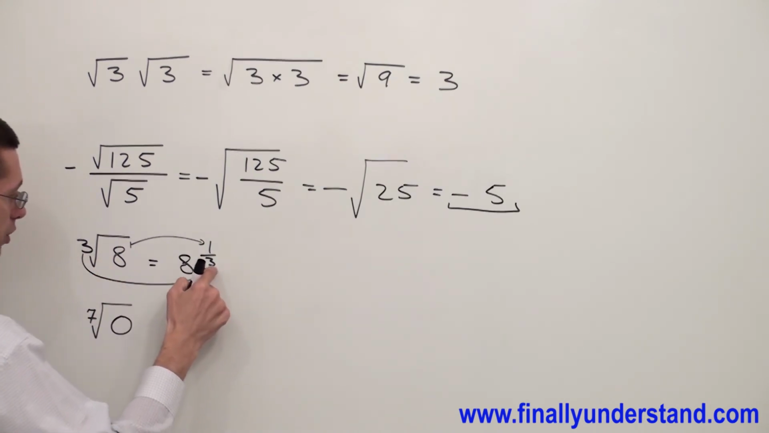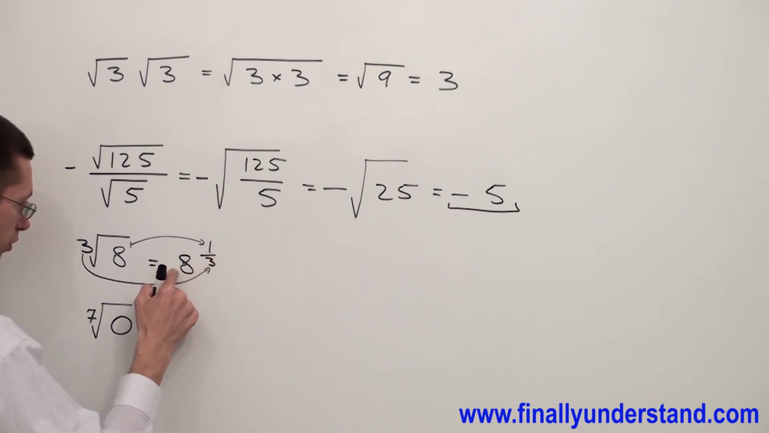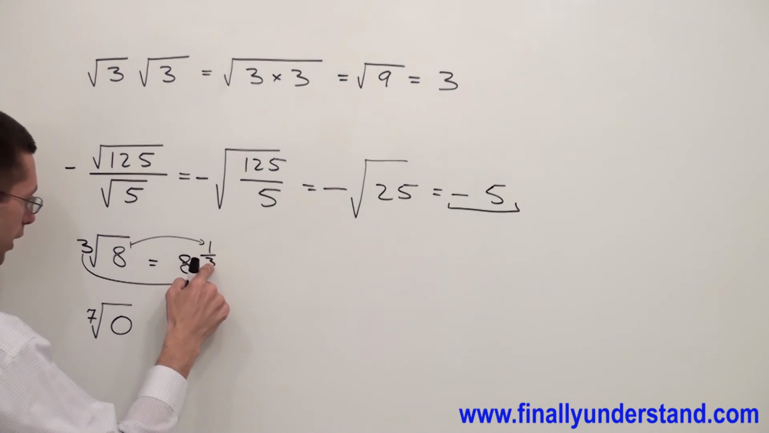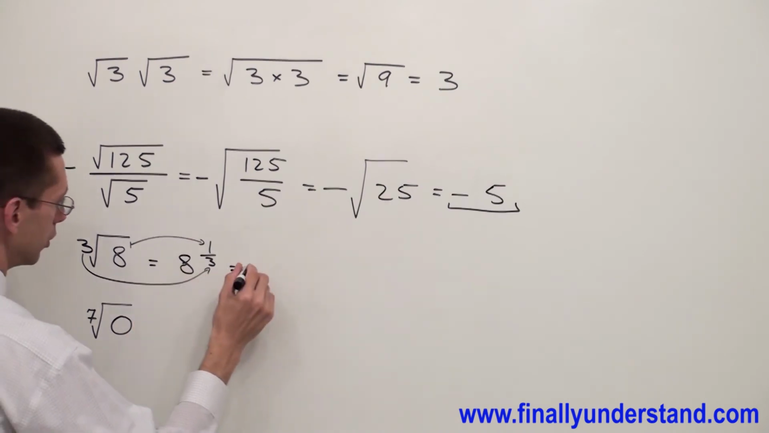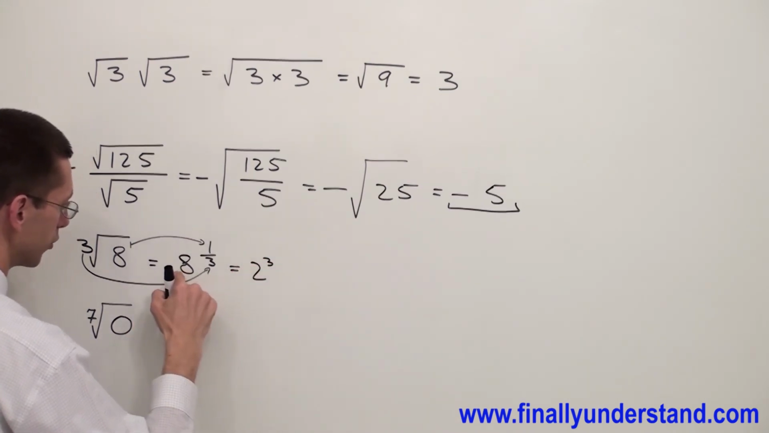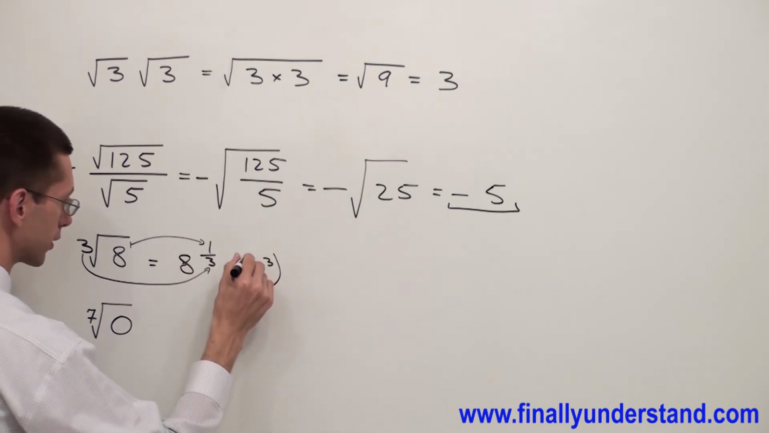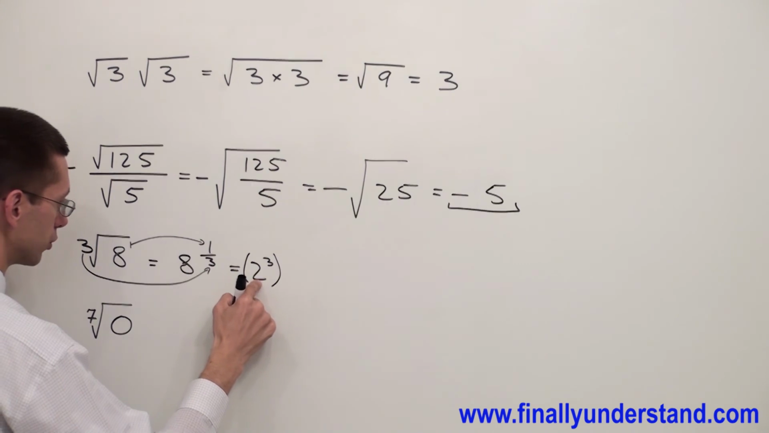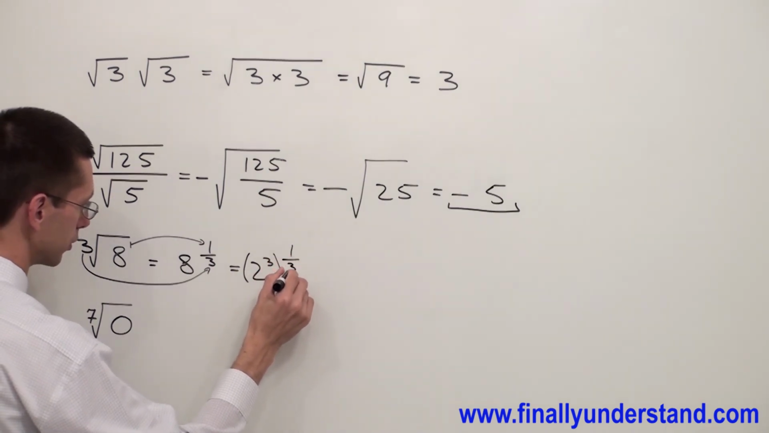You have to ask yourself, what number raised to the 3rd power is going to give me 8? Someone is asking why we have to the 3rd power, because I have 3 in the denominator. 2 raised to the 3rd power is going to give me 8, because 2 times 2 times 2 is 8. That's why instead of 8, I'm going to write 2 to the 3rd power. And everything is raised to the power 1/3.